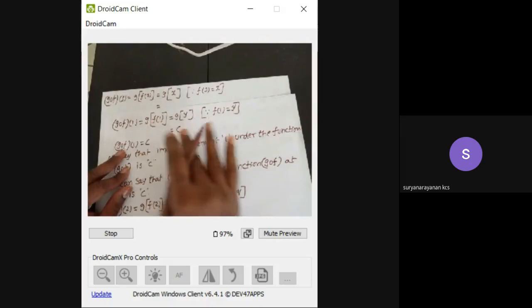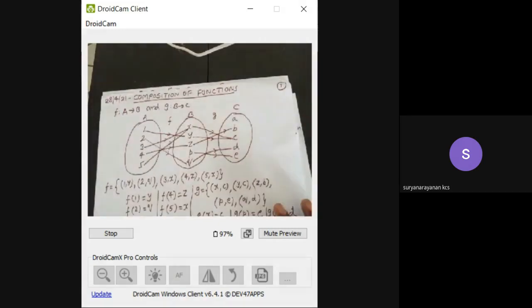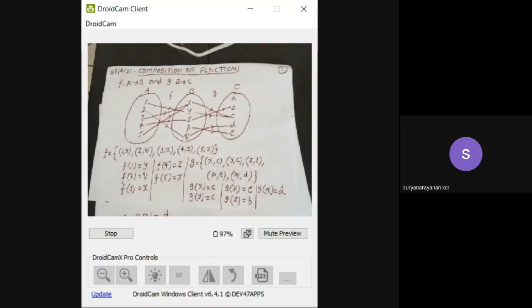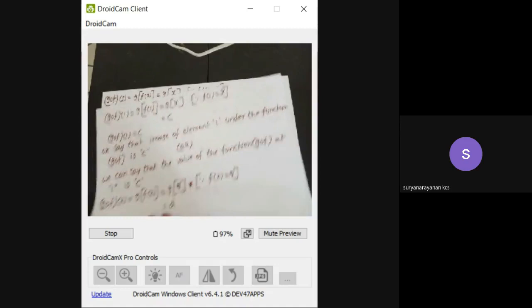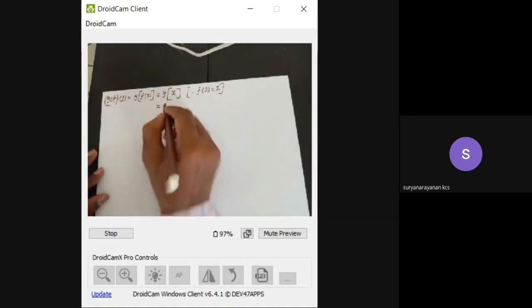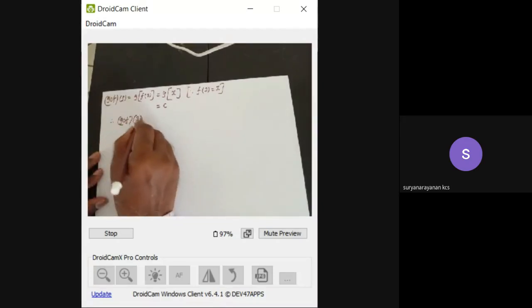That is equal to, what is G of x? What is the value of G of x? Tell me. Sir, C, sir. Very good. So, C. This is the final answer. Therefore, G circle f of 3 is equal to C.